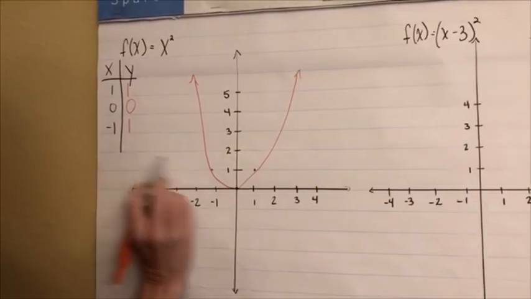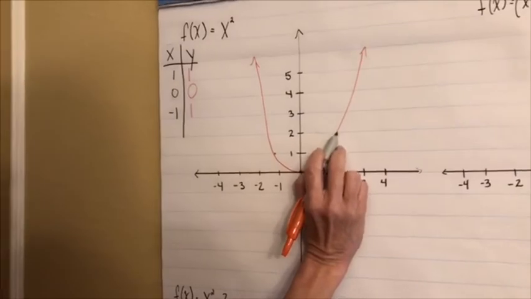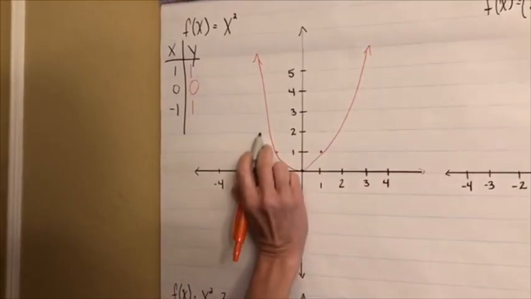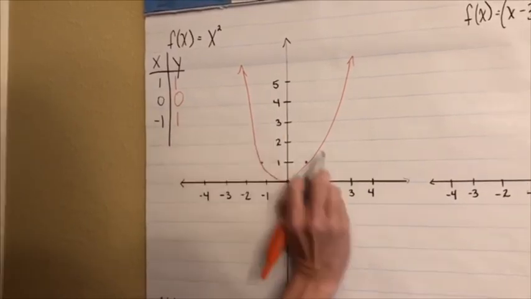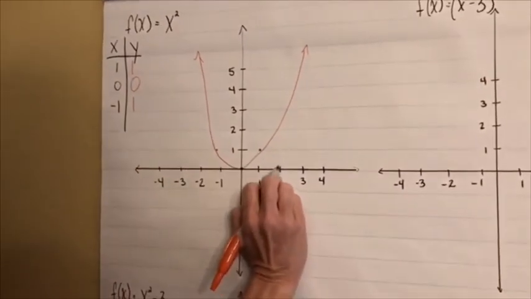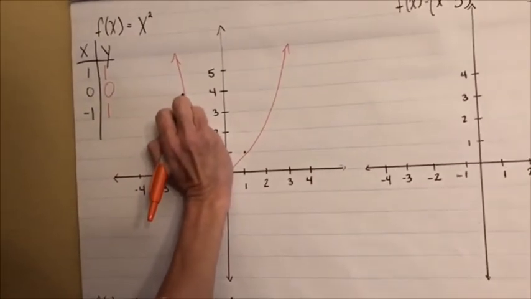Substitute other numbers. When x is 2, y is 4. Not 2, but 4. When x is 2, y is positive 4. When x is negative 2, y is positive 4.